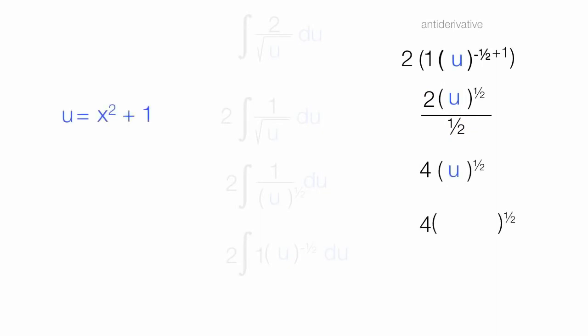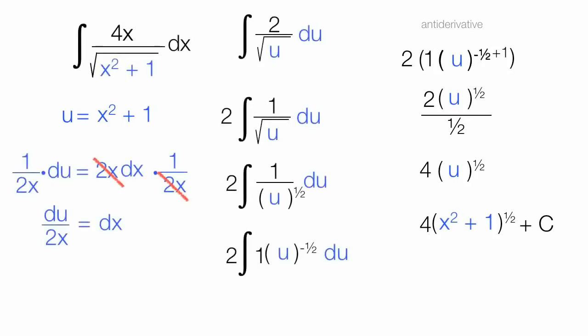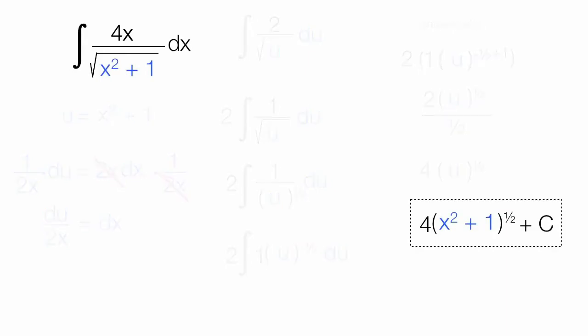And if I put the u back in, which is x squared plus 1, plus some constant, don't forget your c, plus a c, that's my answer right there. Let me get rid of everything else and you'll see, there we go.